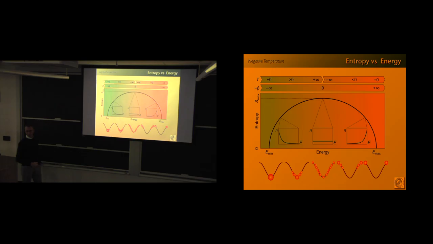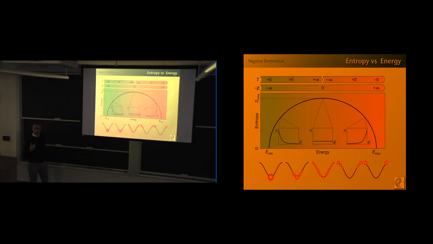Okay. So you might be worried, what about this kind of jump here? Well, I would say it's an artifact of the definition of temperature. If we had chosen beta, for example, as our parameter to characterize temperature, so 1 over k_B T, then this would just run continuously from minus infinity to plus infinity over here. So now the question is, what is hotter than what?